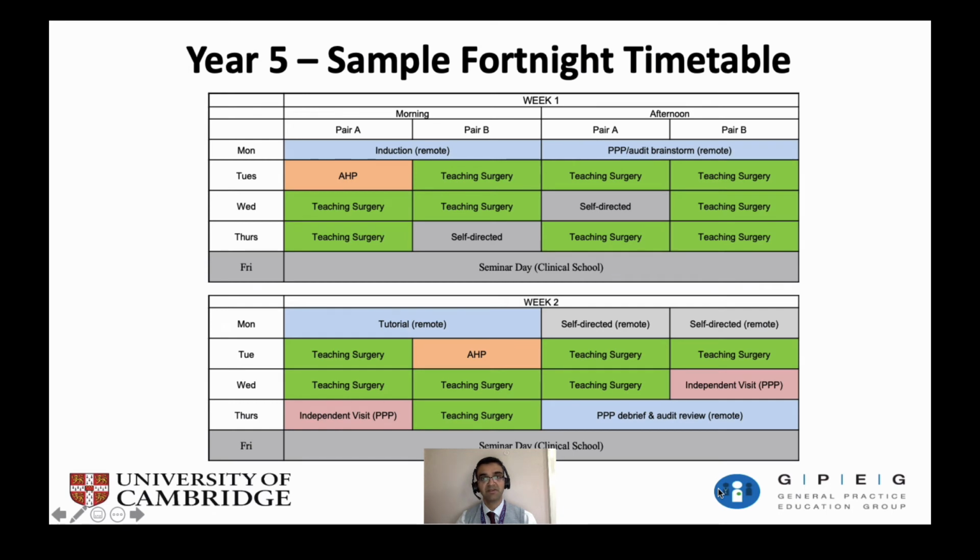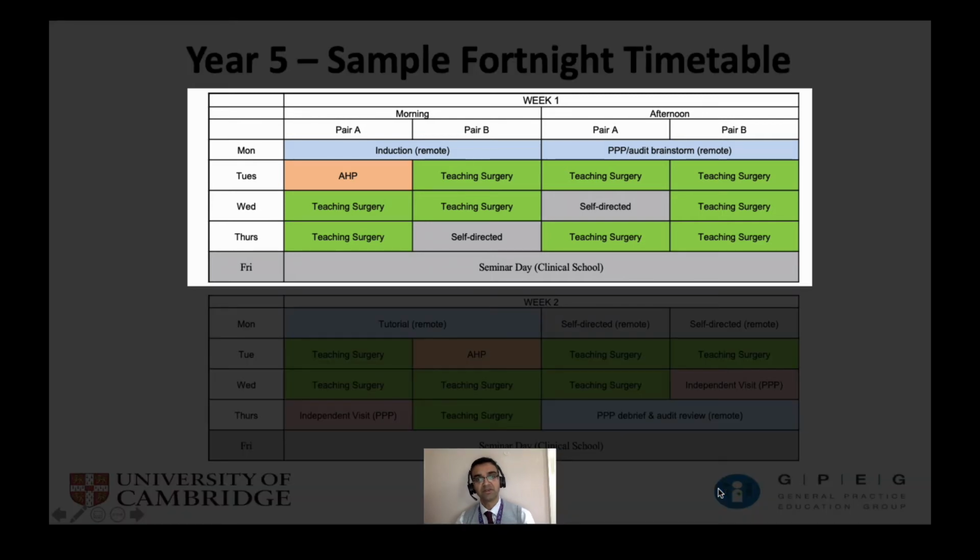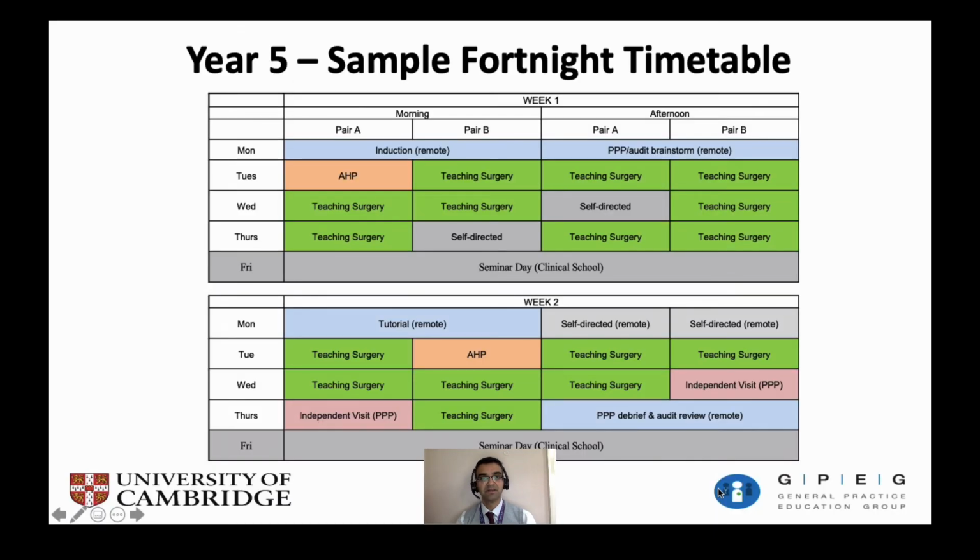And here's an example of a sample fortnight timetable. So as you can see, there are 2 pairs there. Week 1 is at the top and week 2 is at the bottom, and then it's divided into pair A and pair B. And as you can see, they're with the practice Monday to Thursday, and then on Friday they're at the clinical school.